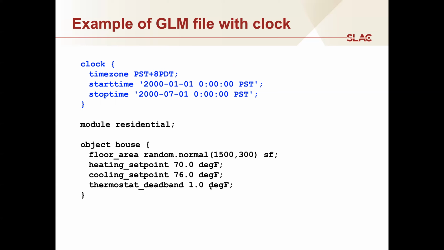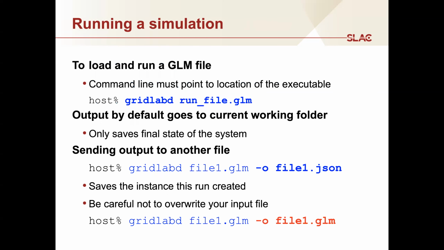So you don't know what it did, but it did something. And so how you run a simulation, at the command line, you just specify the tool gridlabd and the name of your file. And then the output goes to your current working folder unless you specify otherwise. For example, you could tell it to run the simulation and then send the output to a JSON file. Or you could send it to another GLM file, but please don't send it to the same GLM file, or you will overwrite your input, and that input will now be your output.